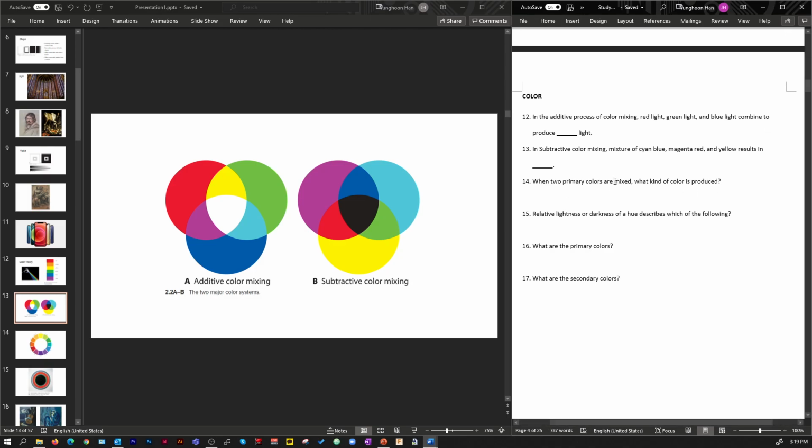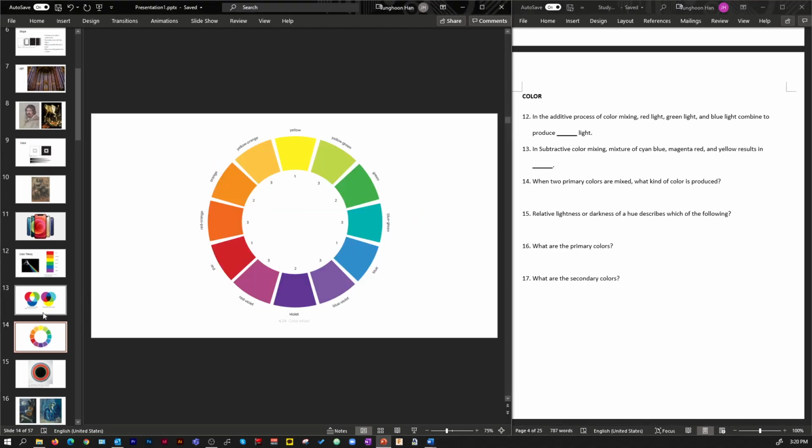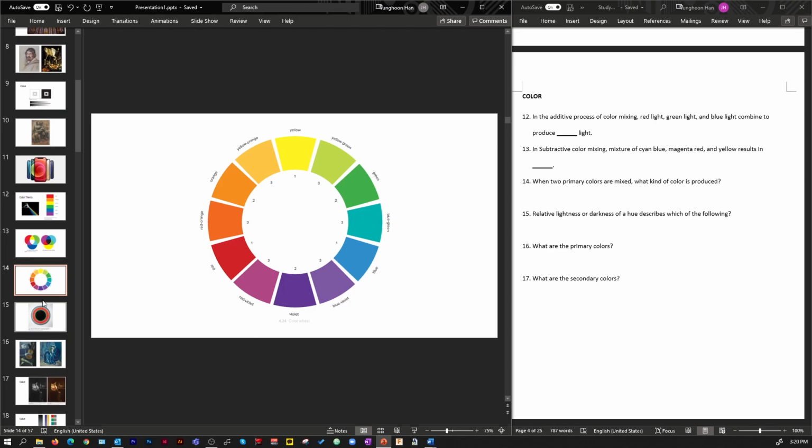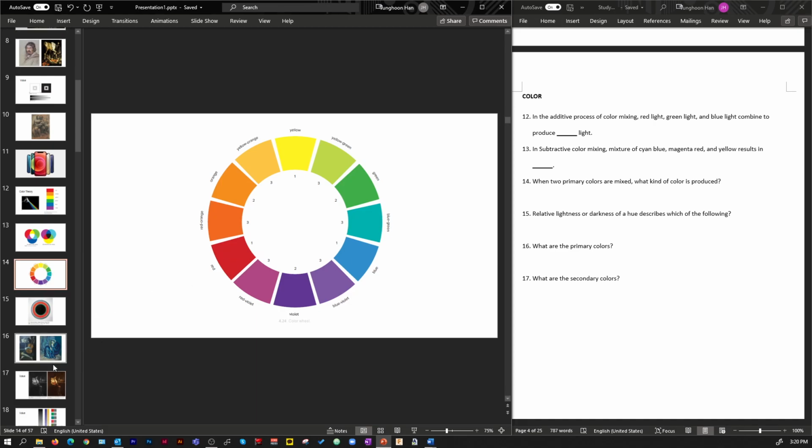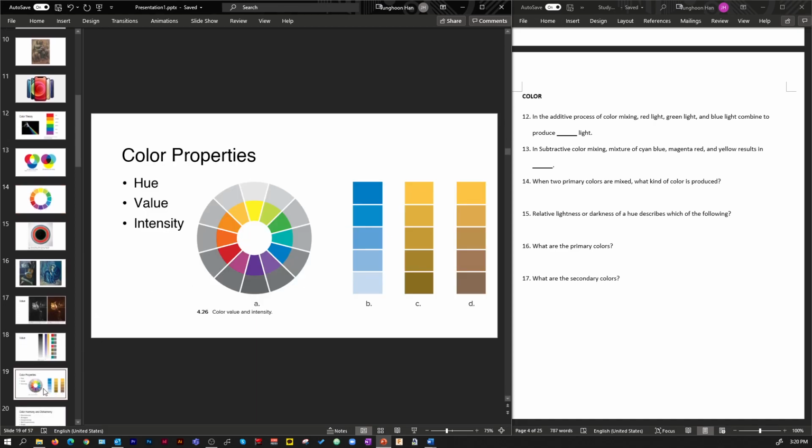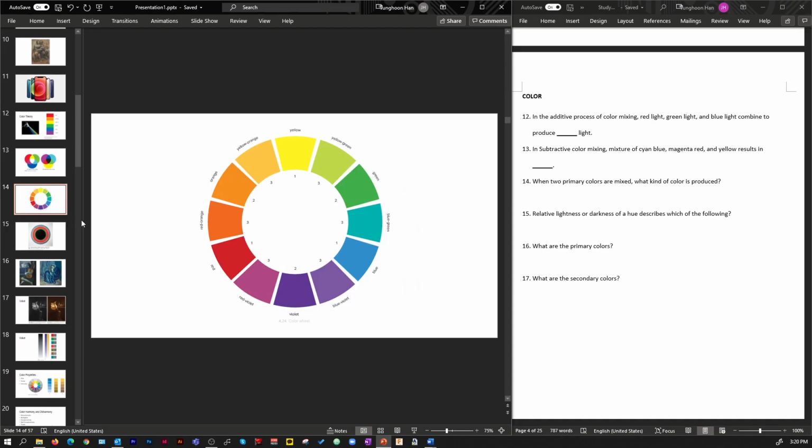So when two primary colors are mixed, what kind of color is produced? We talked about all these different terminologies for the colors and everything. So that will be secondary color. Primary colors will be red, yellow, blue, and secondary colors are a mixture of two primary colors.